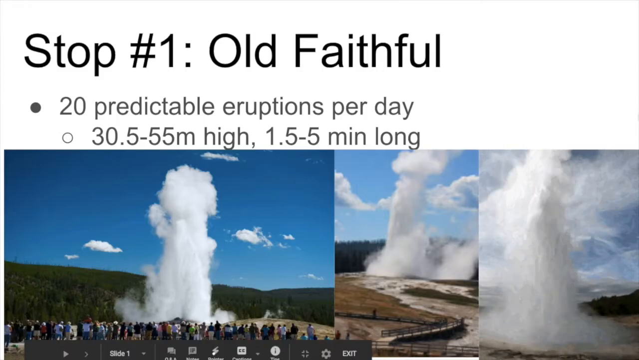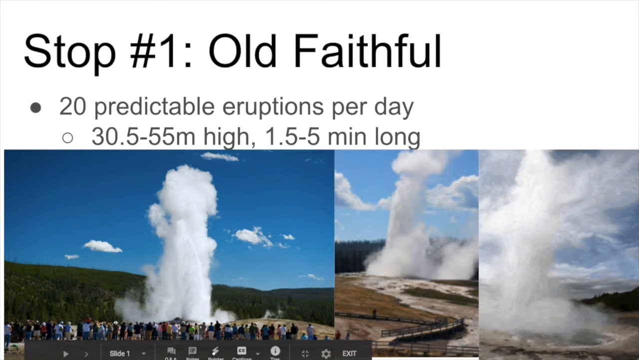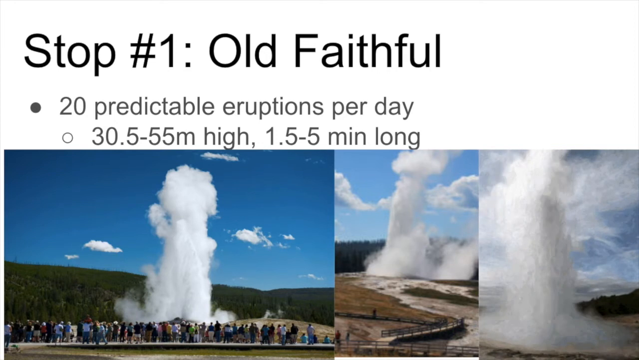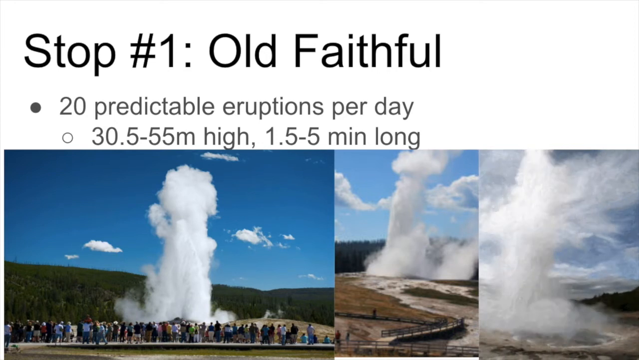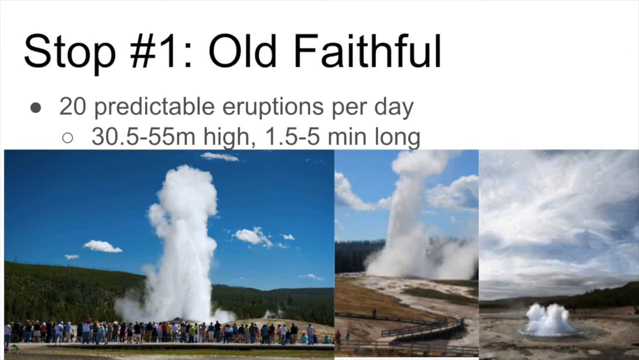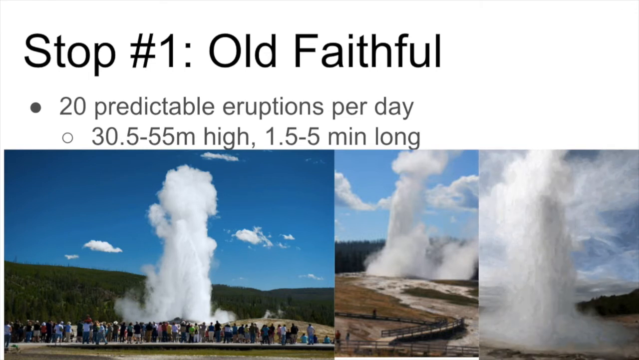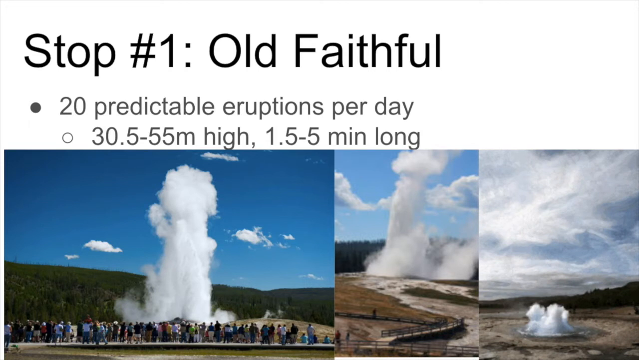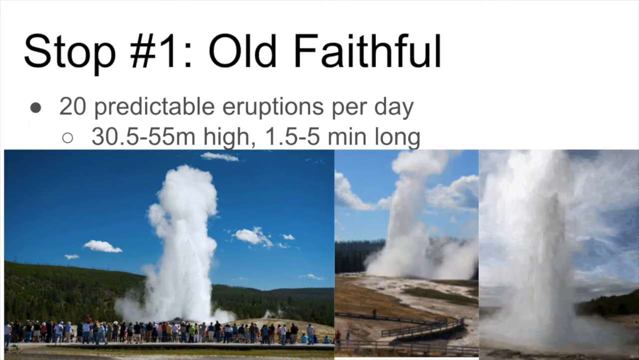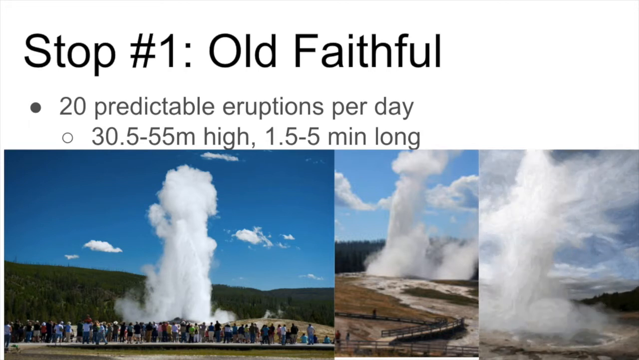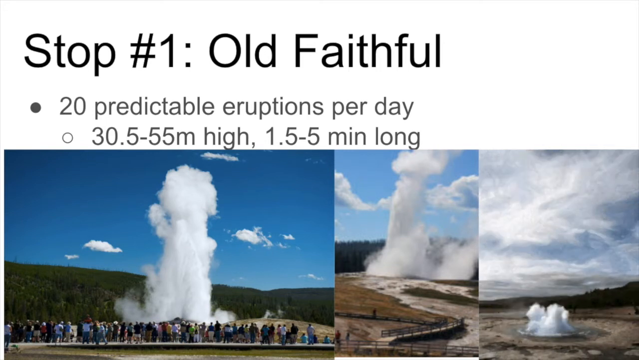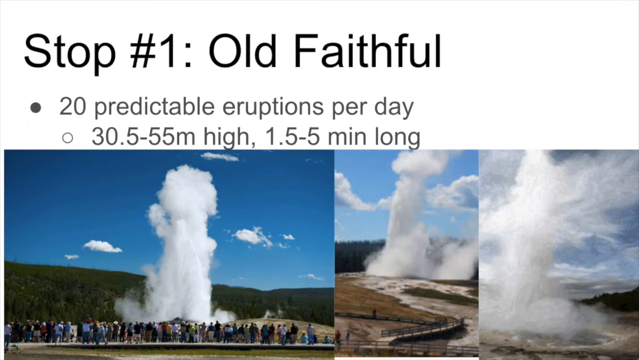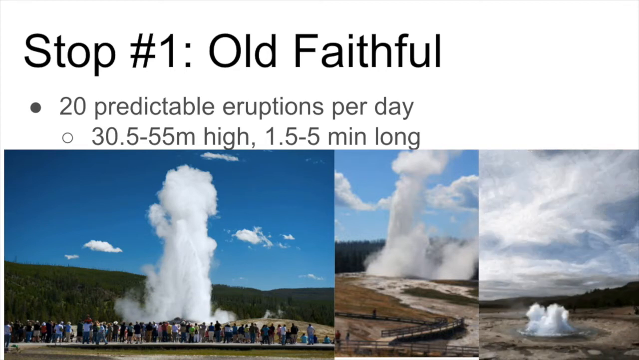Our first stop on the tour of Yellowstone is the Old Faithful Geyser. The name Old Faithful stems from the geyser's 90% predictability of the occurrence of the eruptions. The geyser currently erupts about 20 times a day. When the geyser finally erupts, a large, white, fluffy cloud of steam and water can be seen. The eruption can last from a minute and a half to 5 minutes and can reach from 30.5 to 55 meters in height.